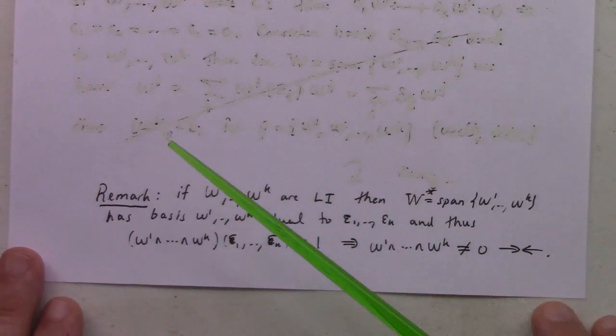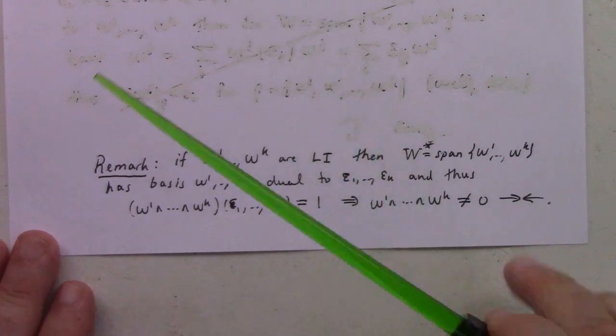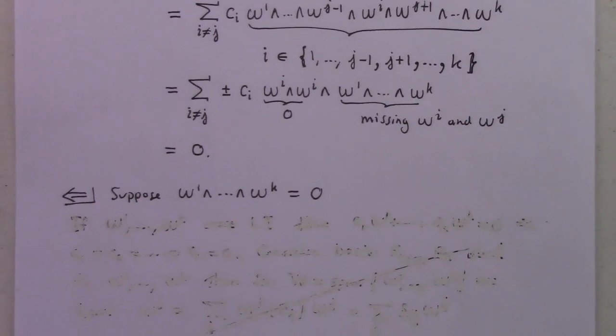I think this argument down here, it's legit. Suppose the wedge product is equal to 0, all right? And suppose that the omega 1 through omega k are linearly independent. Then let's say W star, the span of the omegas, has a basis, W1 through WK, dual to E1 through EK, and as such, when we take omega 1 wedge through omega k and act on the basis to which it's dual, we get 1. Which then means that the wedge product of omega 1 through omega k is not equal to 0, which is a clear contradiction to the fact that it's equal to 0. I think that's a legitimate argument. But let me show you what I did past that.